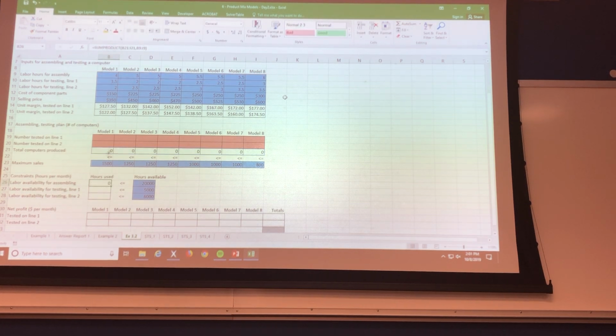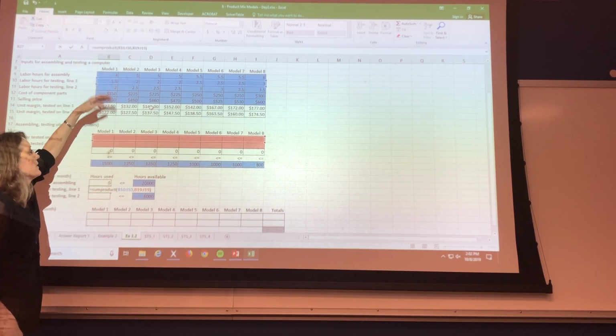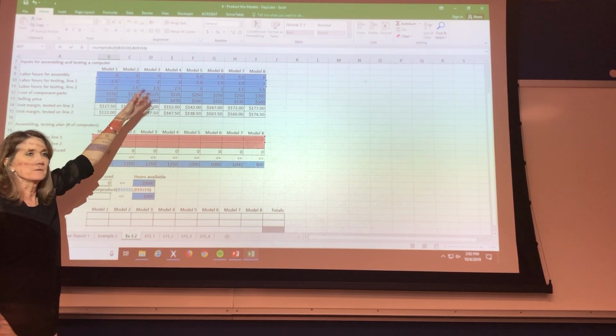Okay. How about testing on line 1 hours? What's that going to be? Same thing with test on line 1. Yeah, it's going to be a sum product also, but it'll be the hours associated with testing on line 1 and the number of units that were tested on line 1. Because this only applies to the testing on line 1 stuff. So again, for everyone that goes down line 1, it's a Model 1, it's an hour and a half. It's Model 2, it's 2 hours, Model 3.